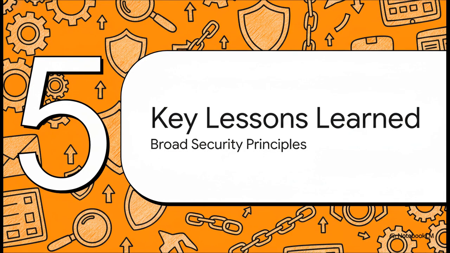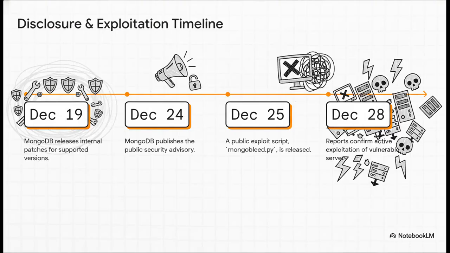All right, let's zoom out. What are the big picture lessons here? What can we learn from MongoBleed that applies to everything else we build and secure? This timeline tells the story of vulnerability response in the modern era. Look how fast this happens. Patch is already on the 19th. The public advisory comes out on the 24th. The very next day, Christmas, a public exploit is on GitHub. In just 3 days after that, it's already being used in real attacks. The lesson is simple. The gap between disclosure and exploitation is gone. We're talking hours, maybe days, not weeks.